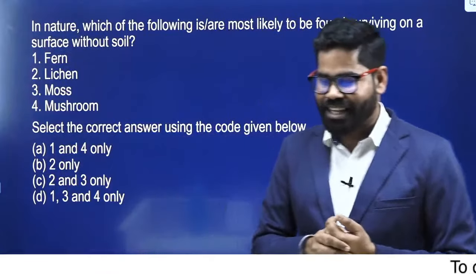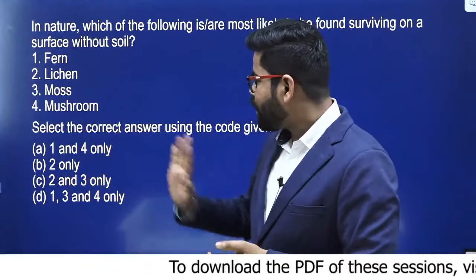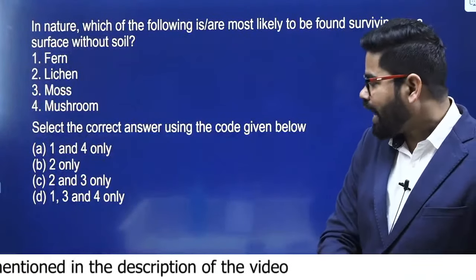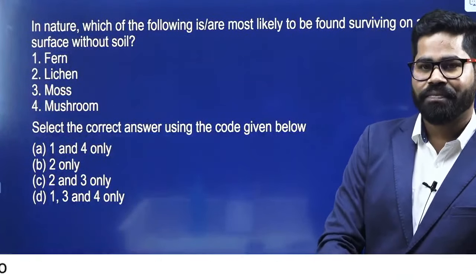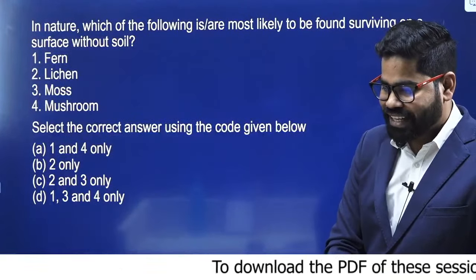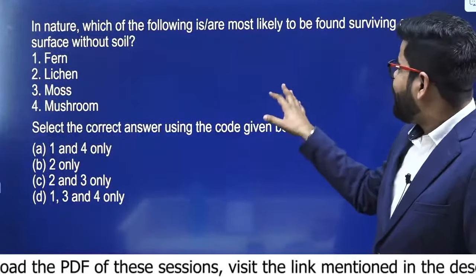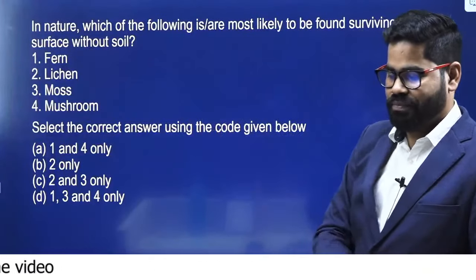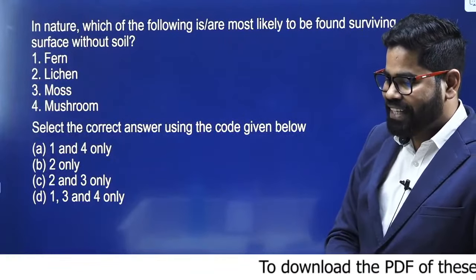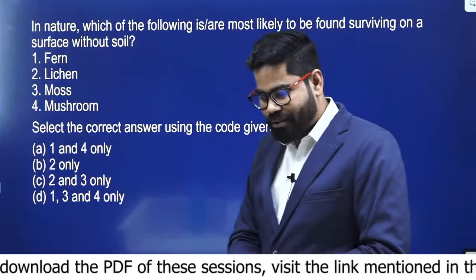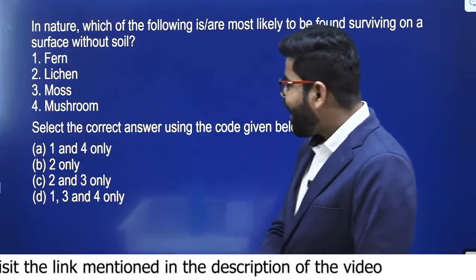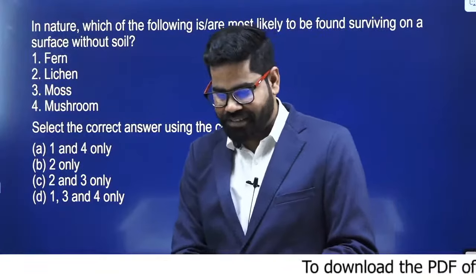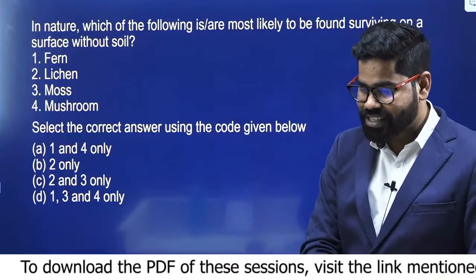Anyone, can you give me the answer here? We have first option is A, 1 and 4 only, second is B, 2 only, third is C, 2 and 3 only, and then we have D, 1, 3 and 4 only. Okay, so what would be the correct answer here? Which of them are most likely to be found surviving on a surface without even soil? Okay, so what can be the correct answer here? I have got one answer as A and second answer as C. Okay, anyone else? I have got two answers as C.